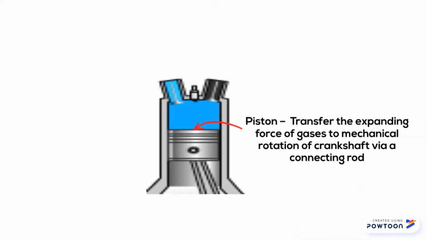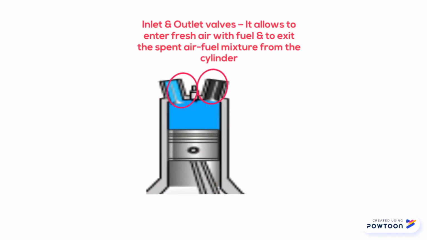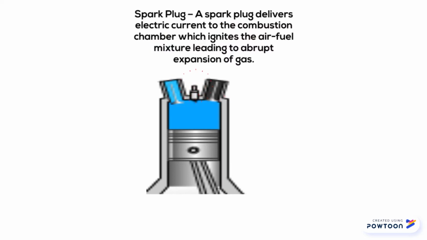Next is the piston. It transfers the expanding force of gases to the mechanical rotation of the crankshaft via a connecting rod. And then the inlet and outlet valves, which allow fresh air with fuel to enter and the spent air-fuel mixture to exit the cylinder. Last but not least is the spark plug. A spark plug delivers electric current to the combustion chamber, which ignites the air-fuel mixture, leading to abrupt expansion.